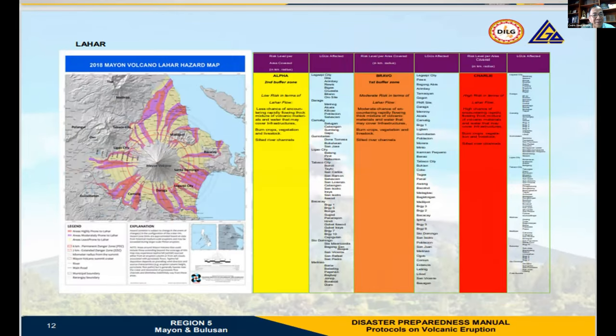Itong lahar, ito yung sinasabi ko kanina, na itong lahar na ito, sometimes this is mistaken as an eruption stage hazard. But this is not an eruption stage hazard unless a typhoon or other weather system will create it because it happened during volcanic eruption. But we consider this as post-eruption stage.